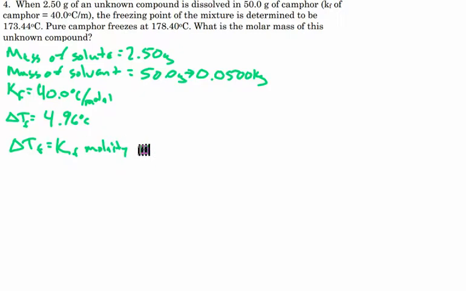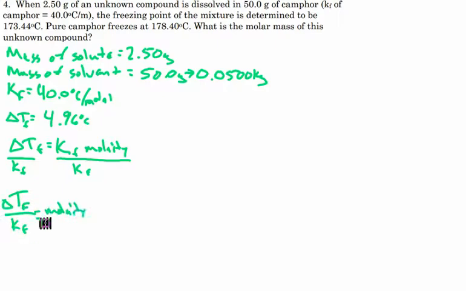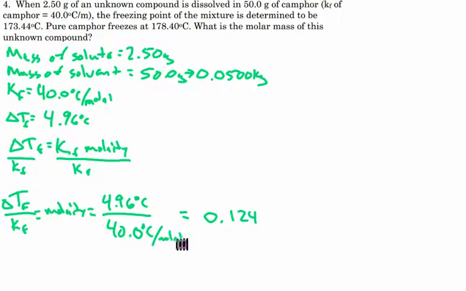So let's solve for our molality by getting Kf out of that side. So our delta Tf over our Kf is equal to our molality. And then I'm just going to plug numbers in here. So this is going to give us 4.96 degrees Celsius over our 40.0 degrees Celsius per mol. And if we do the math, this should give us 0.124 mol, which is moles per kilogram.